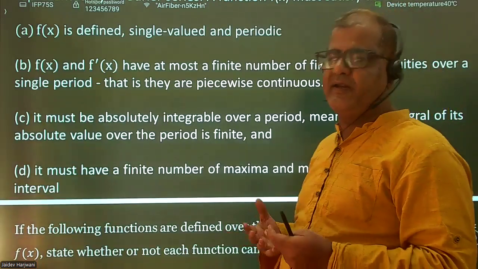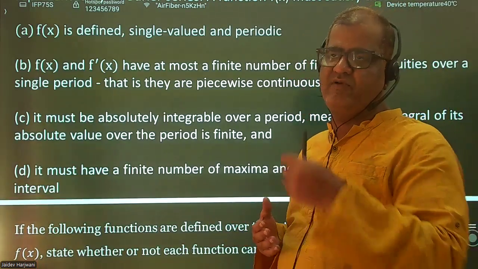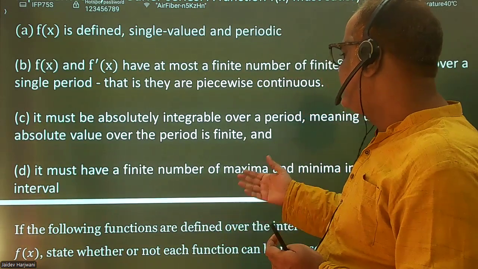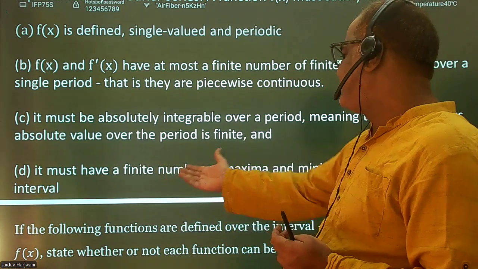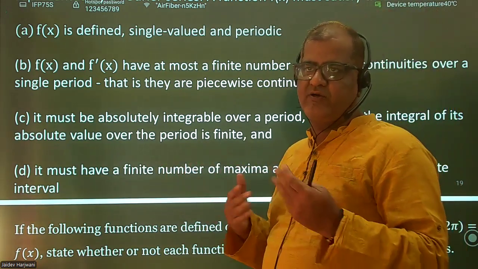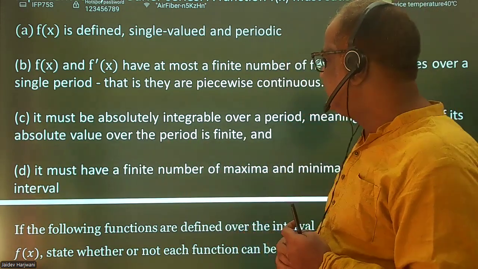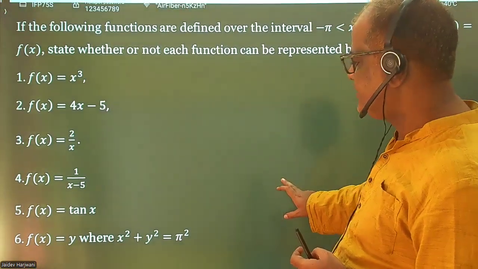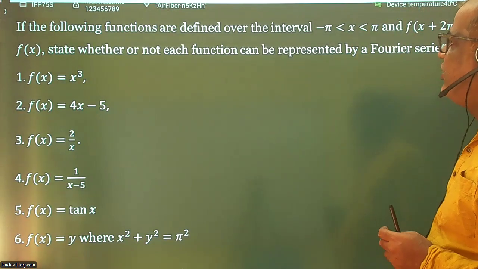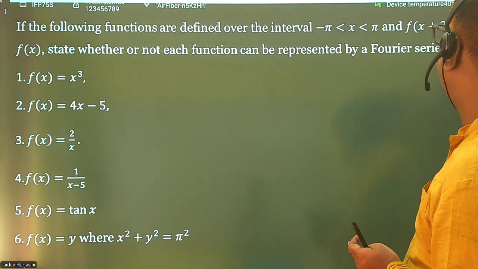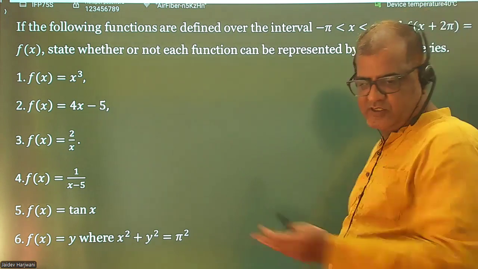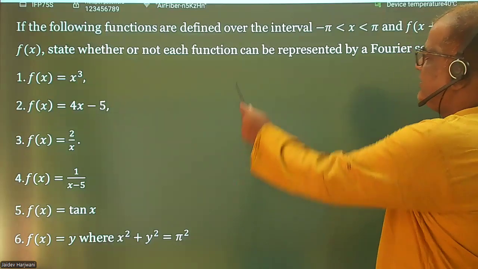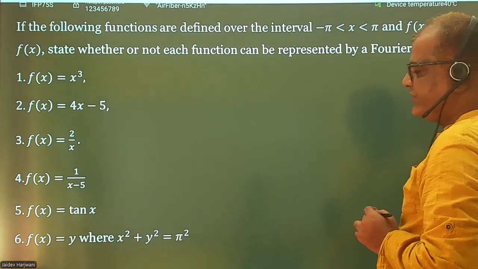Similarly, your function should be integrable. Integrable means its value in the interval should be finite if I integrate this function, and it should have a finite number of maxima and minima. Now let us see these functions. The question says, if the following functions are defined on the interval and the functions are periodic, so they already told the functions are periodic, whether or not each function can be represented by a Fourier series.